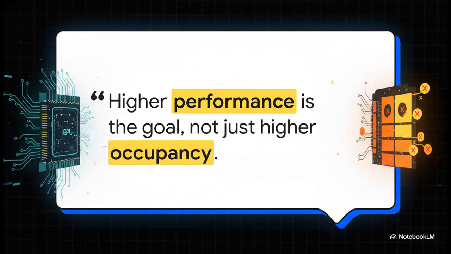So write this one down. Higher occupancy is not the ultimate goal. Higher performance is. It is so tempting to obsess over getting a perfect 100% occupancy score. But if you shrink your shared memory tiles just to push that occupancy number up, you might actually hurt your caching efficiency and slow down your kernel. You want enough occupancy to keep your cores busy hiding latency, absolutely. But blindly chasing 100% can for sure hurt your performance.